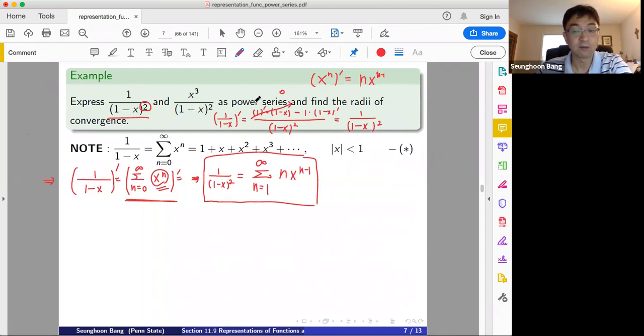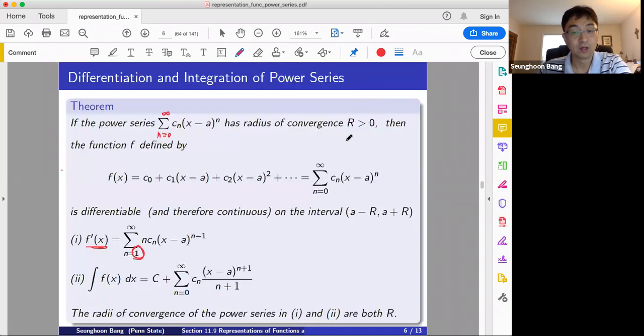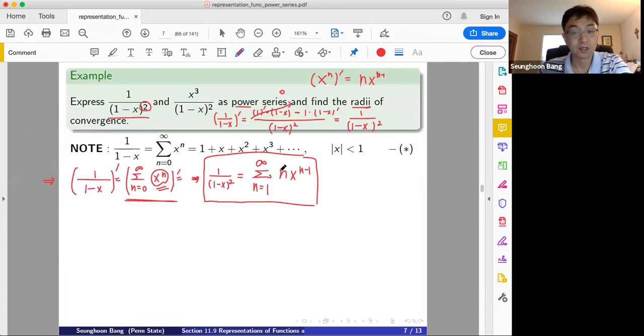Exactly the first problem. Next, find the radius of convergence. How can you find the radius of convergence? Going back to the example, the original series has radius r. What about the derivative? The radius of the derivative doesn't change, it's the same r. So here, the original one has r. What is the derivative one? The radius of convergence doesn't change, it's 1.